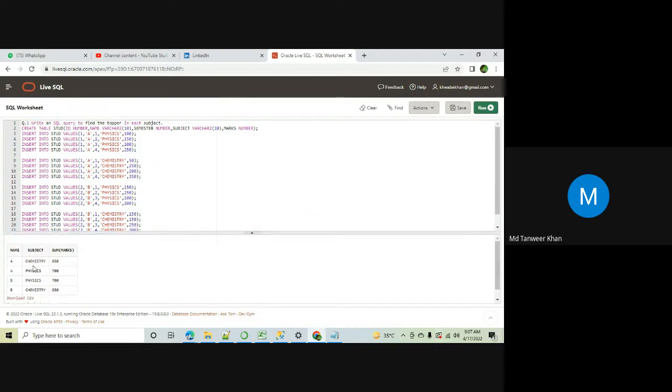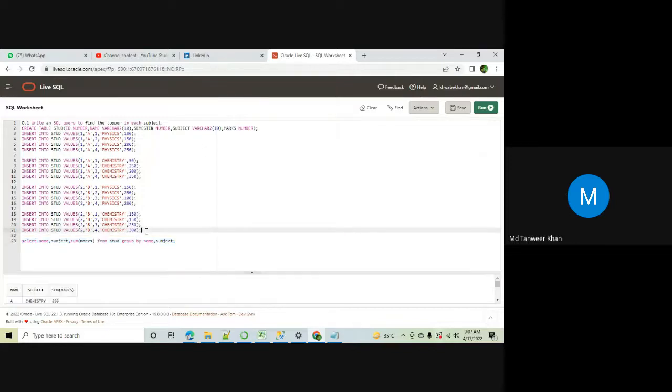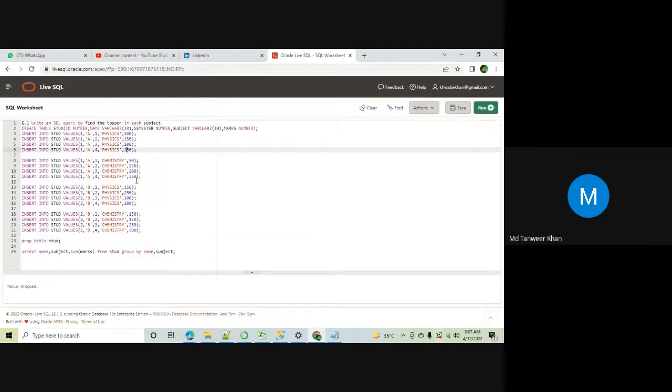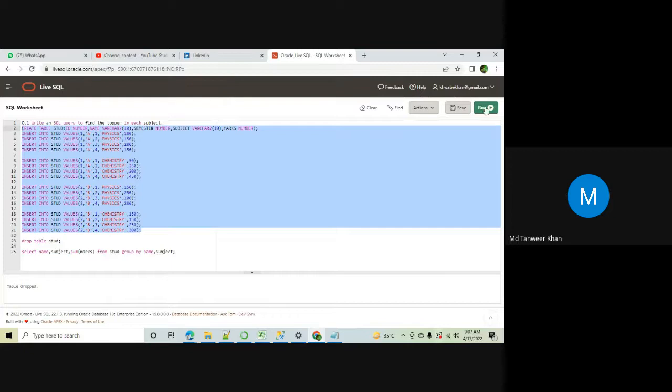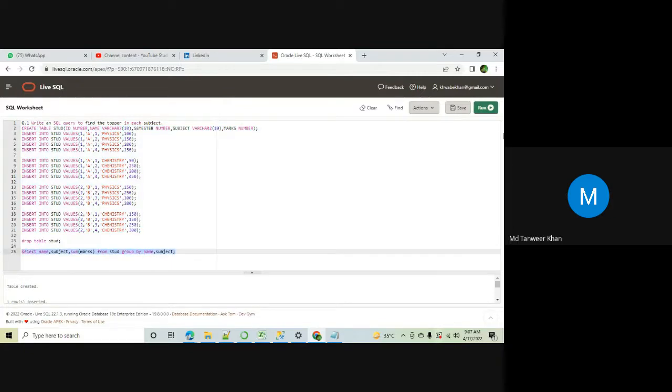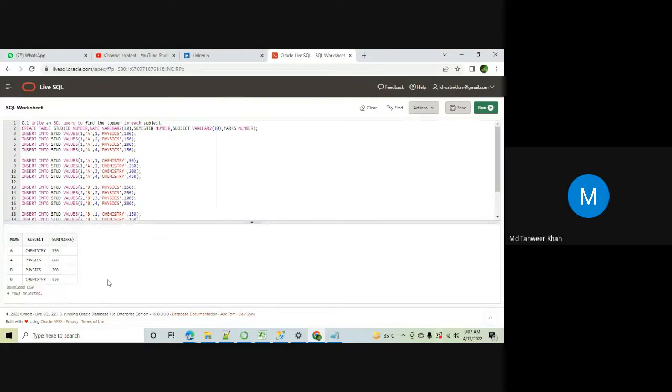So far we got that in chemistry A has scored 850, physics A has scored 700, and B has scored 700 in physics. They both scored exactly the same marks. That's a coincidence, so I need to change the number here in the student table. Make it 150. So this is the total marks scored by each student in each subject.